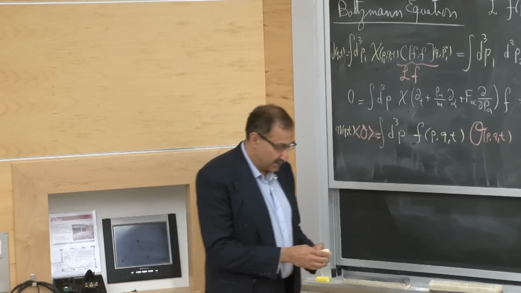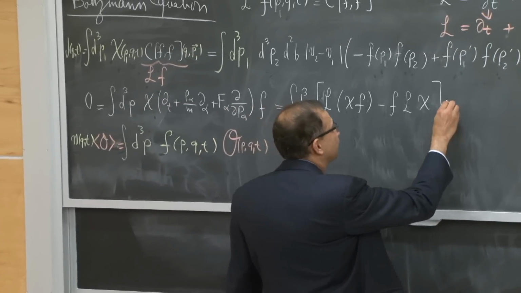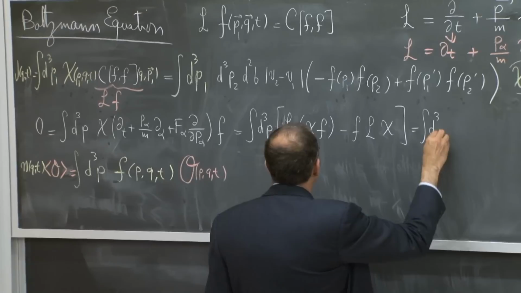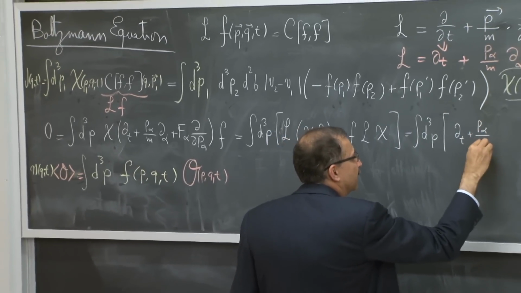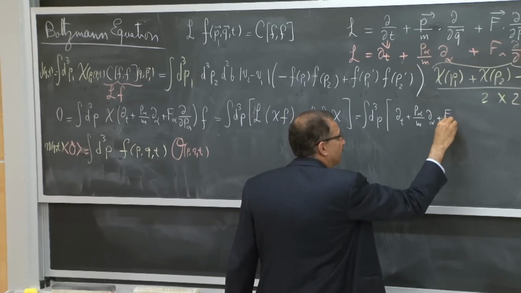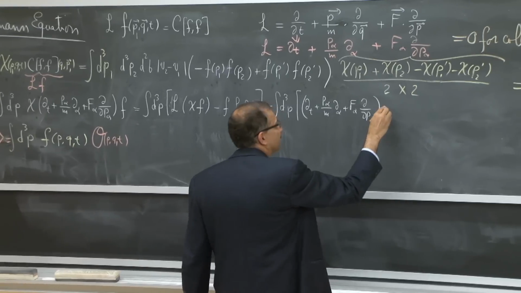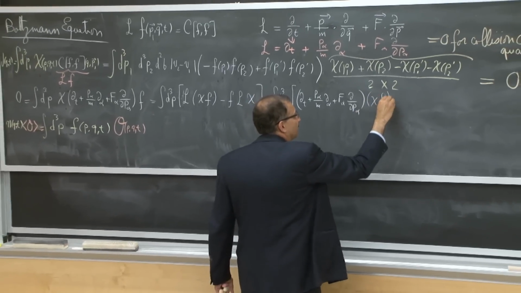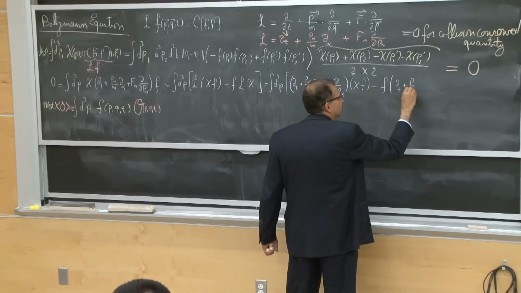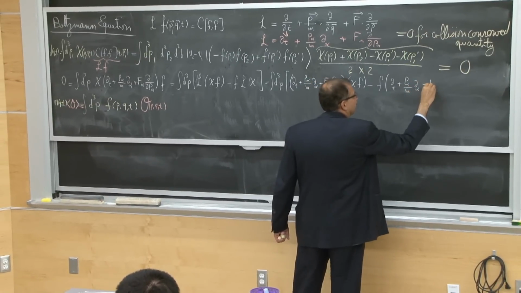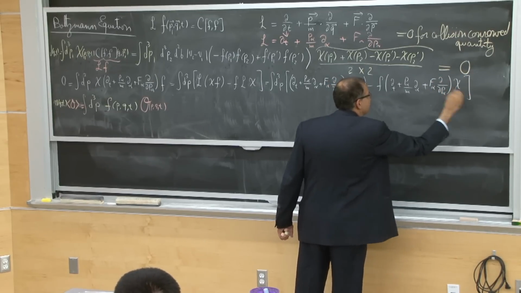So with this definition, I can write the various terms that I have over here. So let me write it a little bit more explicitly. What do we have? We have integral d cubed p. We have this bunch of derivatives acting on chi f minus f times this bunch of derivatives acting on chi. Okay?